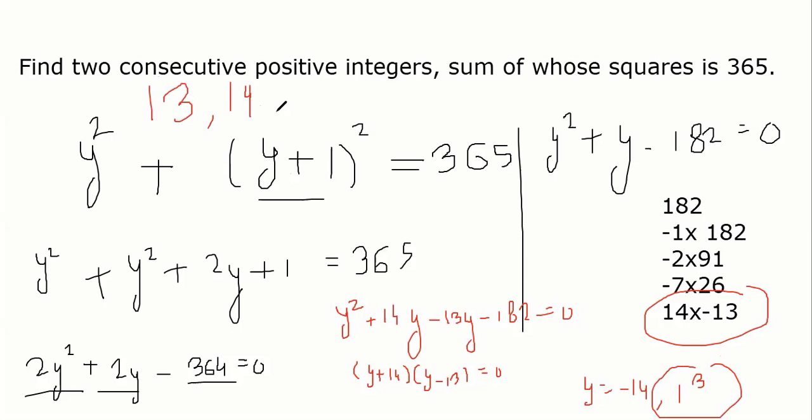Is it clear how we solve this problem? Yes, sir. Anybody any doubt? यहाँ पे ये minus 14 इसलिए चला गया because question says positive integer, so y can only be the plus 13. That's it. So easy.